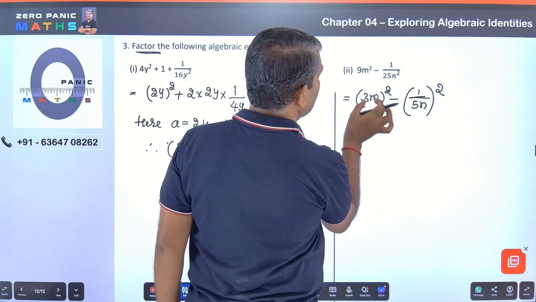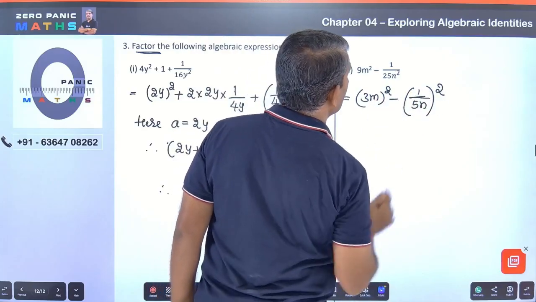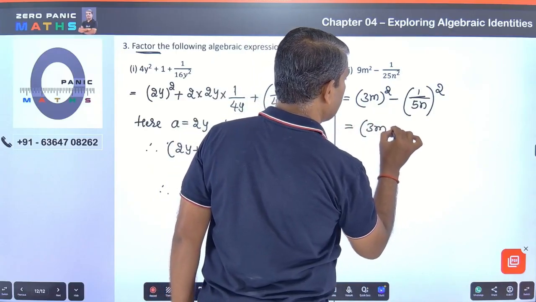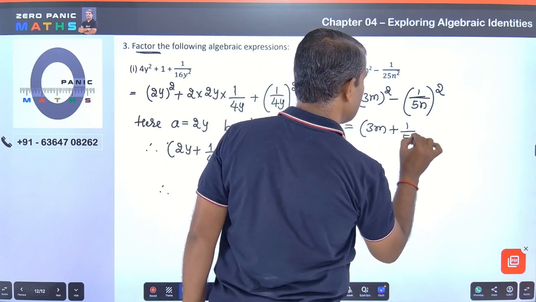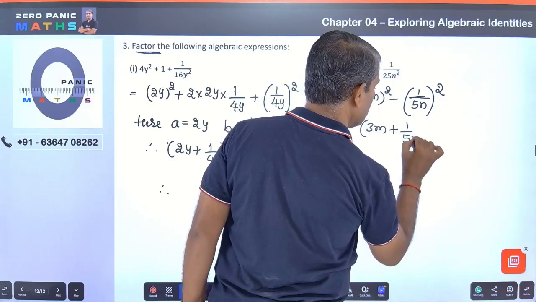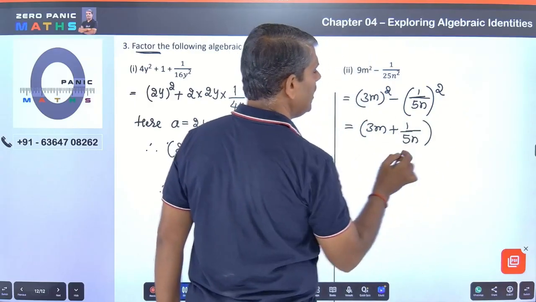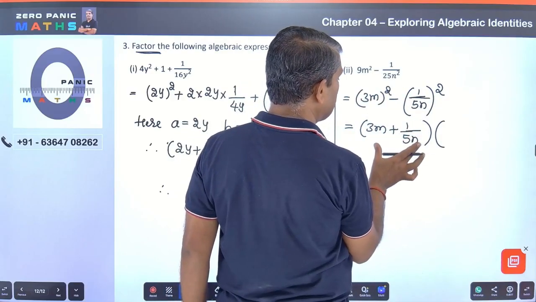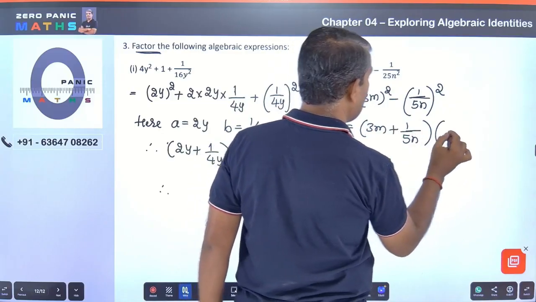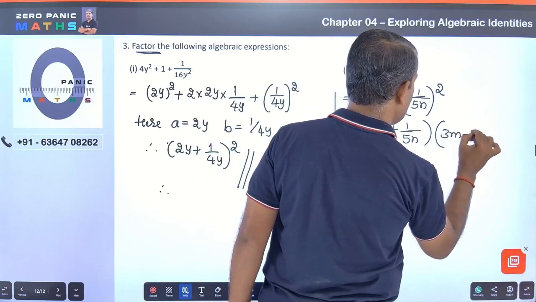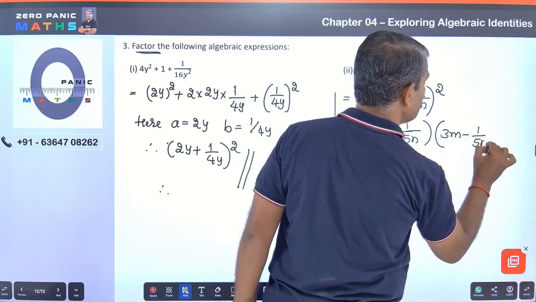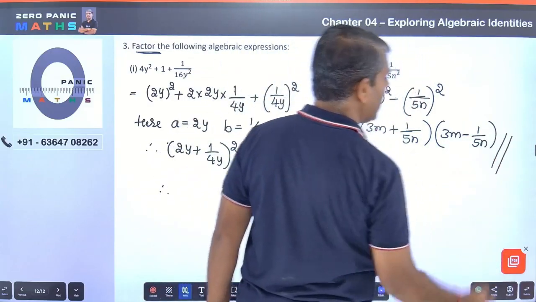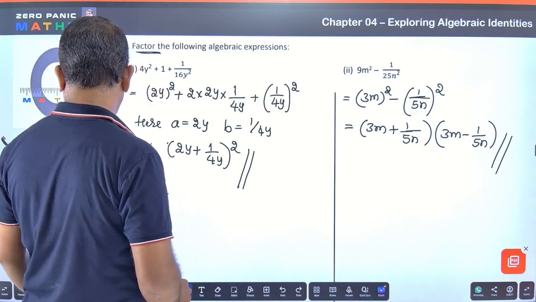Now we have a is equal to 3m and b is equal to 1 by 5n. Let me write this as 3m plus 1 by 5n, that is a plus b, and a minus b. We are actually expanding this: a square minus b square, we are expanding it as (a plus b) and (a minus b), that is (3m minus 1 by 5n). So these are the factors. I think this is the answer to this. Let us move to the next problem.